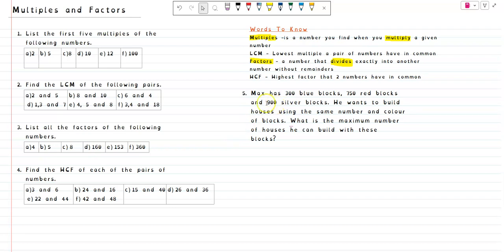And then our last question is a word equation. Max has 300 blue blocks, 250 red blocks, and 900 silver blocks. He wants to build houses using the same number and color of blocks. What is the maximum number of houses he can build with these blocks? So help Max out and find out how many houses he can actually build with these blocks by finding the lowest common multiple or the highest common factor. You need to know which one you need to use.